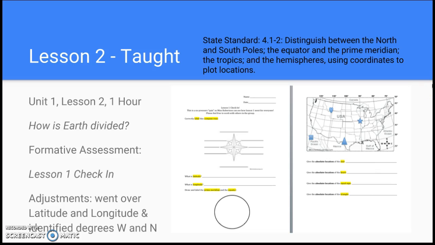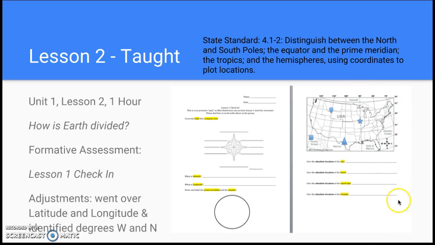So from this assessment, I learned that we needed to go over latitude and longitude. Again, students got mixed up with that, and I didn't really know how to explain it in the way that I wanted them to say: they are invisible lines that run blank and blank. So before we started lesson 2, we again went over latitude and longitude. Some students mixed up prime meridian and equator, and then over here, students didn't know what was north and what was west. So we went over that labeling.